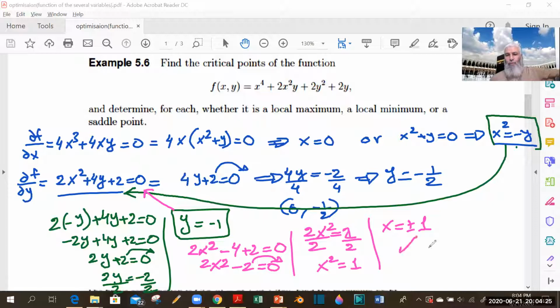So we have here 2 critical points: one with y equals negative 1, and another with y equals negative 1. But we also need the first one. We have 3 critical points: x equals positive or negative 1 with y equals negative 1, and 0, negative 1/2. 3 critical points.